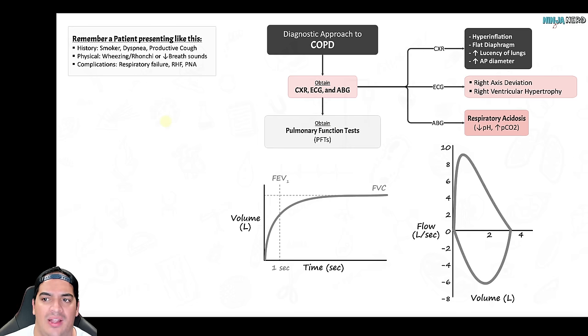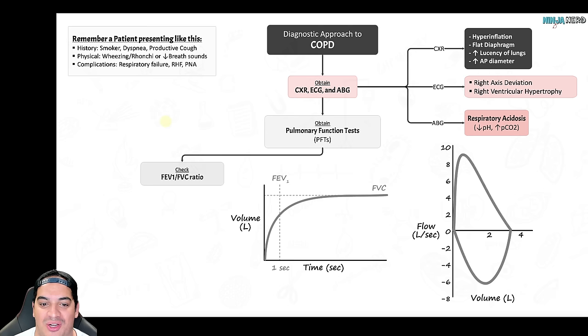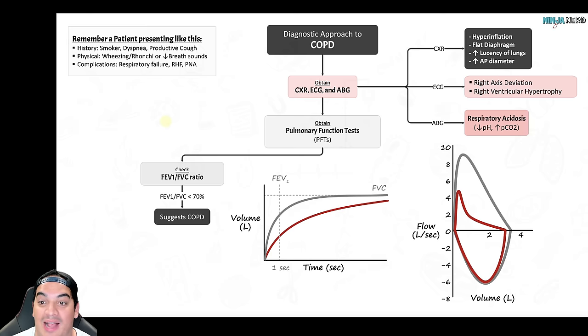With that being said, if I find these things and I really want to diagnose COPD, the best test is PFTs, so pulmonary function test. I want to look at my FEV1/FVC ratio. Again, suggesting obstructive, I have to have a really low FEV1 and a low FVC, so the ratio is less than 70%. That would be more suggestive of COPD, but how do I rule out asthma?